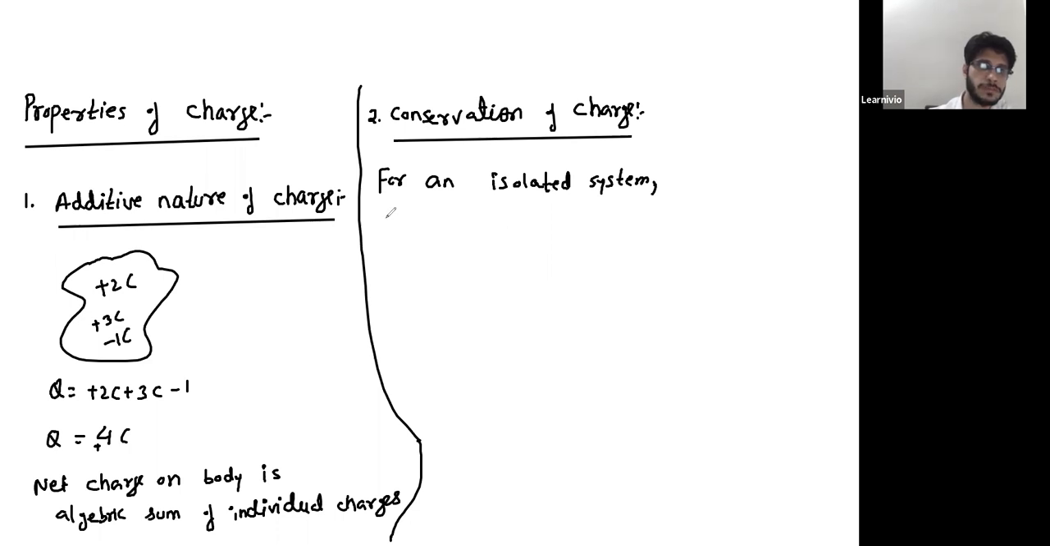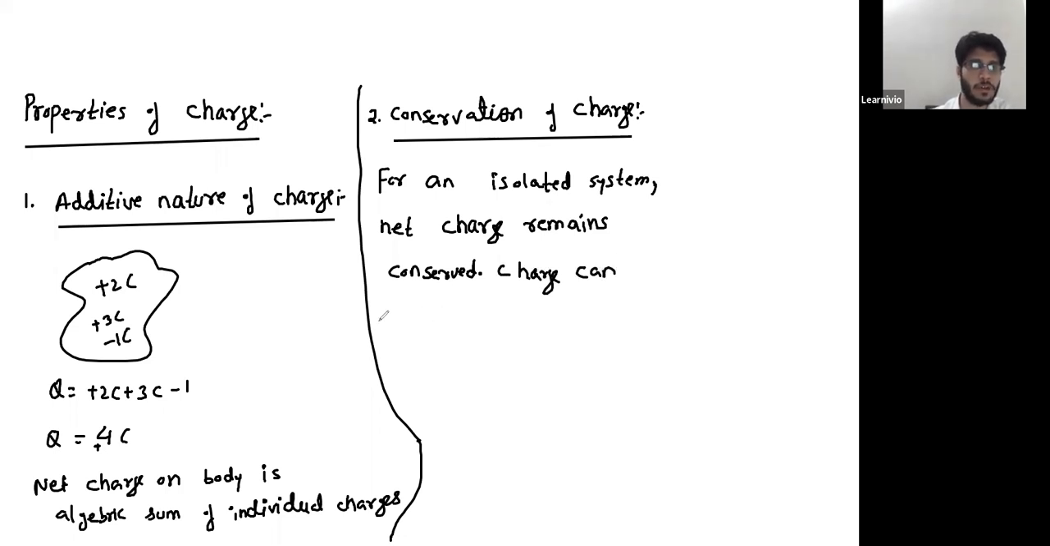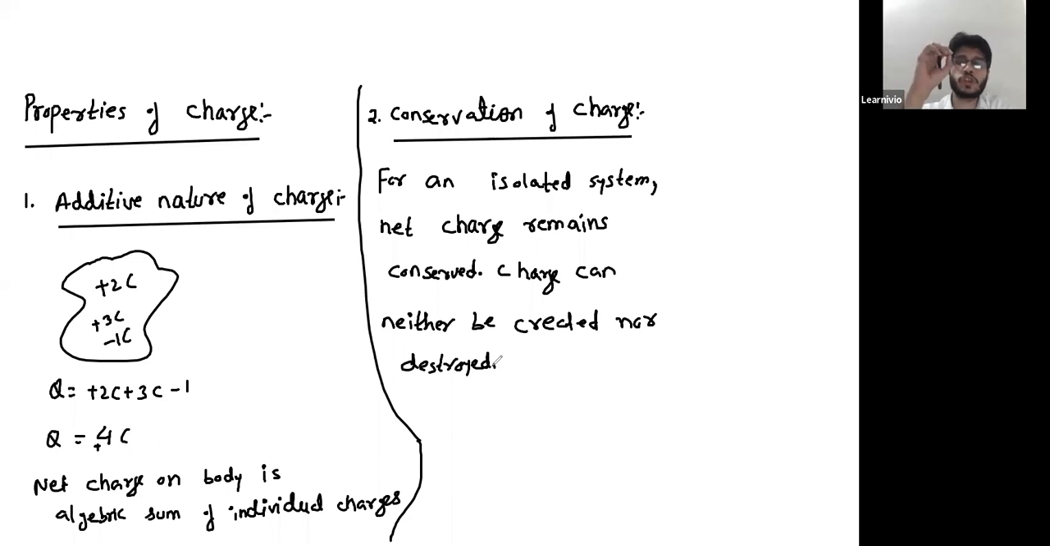For an isolated system, net charge remains conserved. Means charge can neither be created nor destroyed in an isolated system. This conservation of charge is one of the strongest conservation laws that we do in physics.